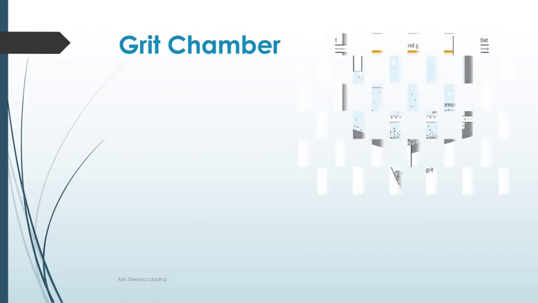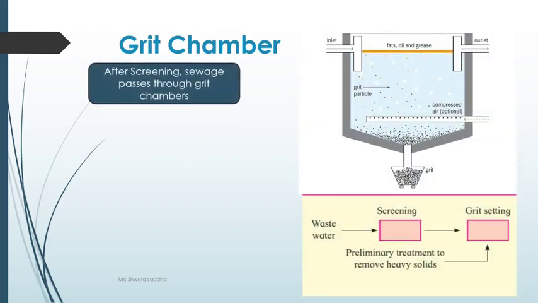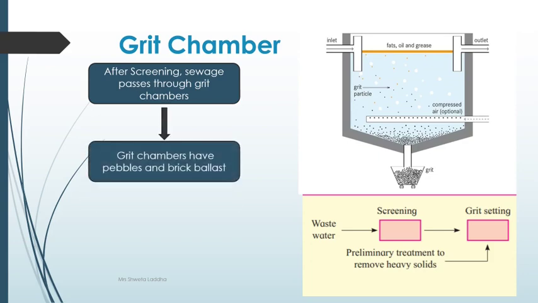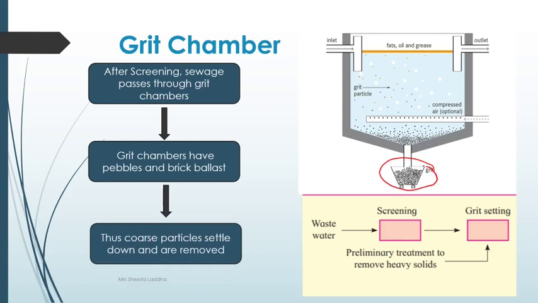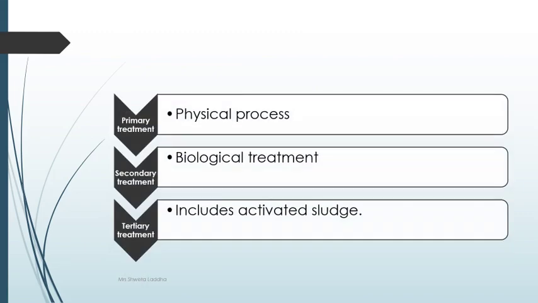After that, it is passed into the grit chambers. In the grit chambers, the water which still has some coarse material or some smaller particles, some grit, is allowed to settle down with the help of pebbles and brick ballast. And when it is settled down, it will be mechanically separated. You can see the grit is separated at the bottom. Now the upper water in this grit chamber has an outlet. It is now passed to the next tank where the primary treatment or the physical treatment will be carried out.